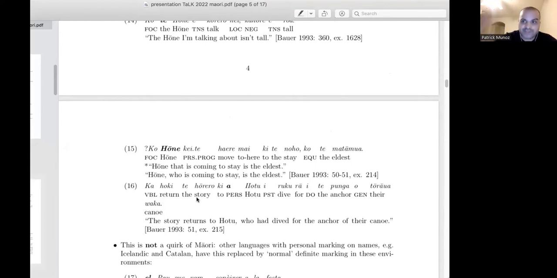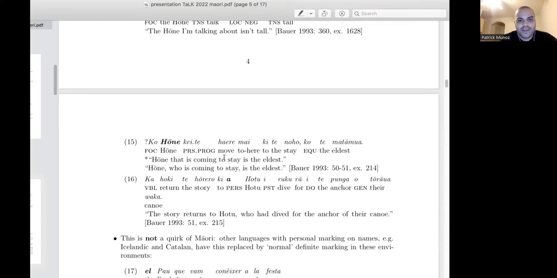And then if you suggest the restrictive versus non-restrictive readings to the speaker in elicitation, they'll reject the restrictive one, but not the non-restrictive one, right? So if you try to say something like this, so hone here is marked personally with a null marking in focus position, this means it's trying to say something like, hone that is coming to stay is the eldest, and that's just bad. It's also bad in English usually, right? You have to say something like the hone that is coming to stay. It's the same thing, right? But if you read it non-restrictively, hone, who is coming to stay, is the eldest, that's fine.